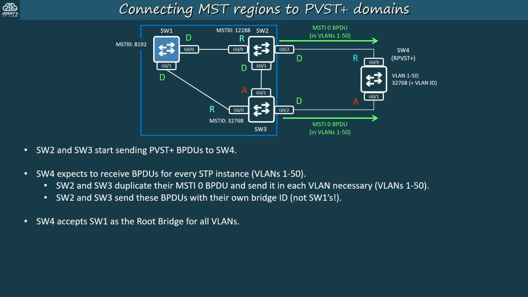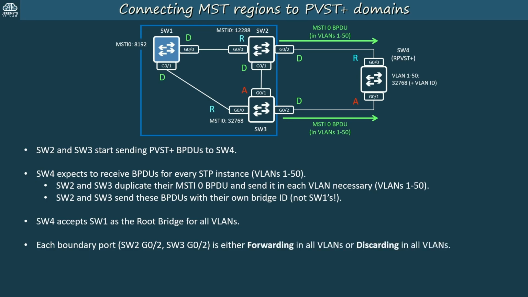In the diagram, you can see each port's STP role. Because only MSTI 0 is used to interact with switches outside the region, each boundary port is either forwarding in all VLANs or discarding in all VLANs. And this necessitates a couple of rules about any PVST Plus switch's bridge IDs that must be followed. These rules are what we'll cover next.